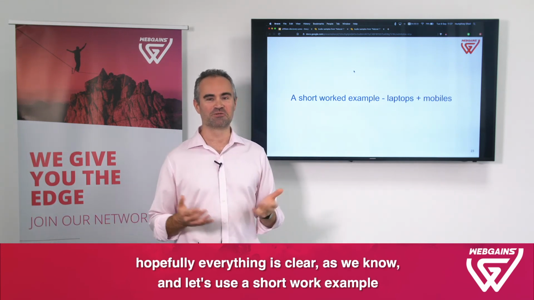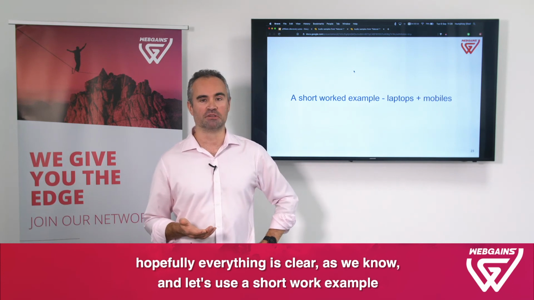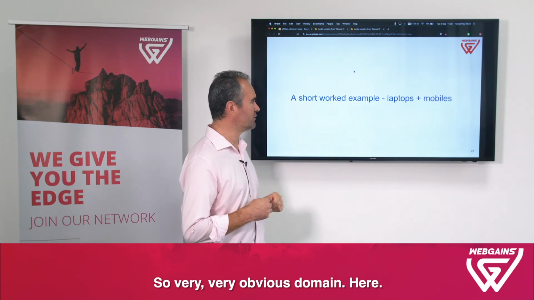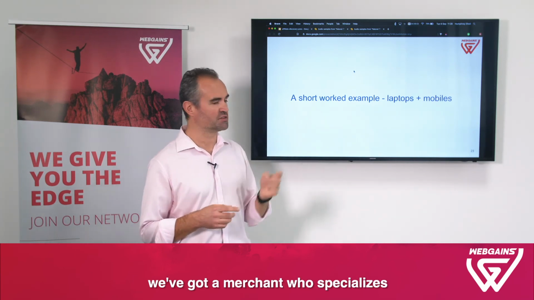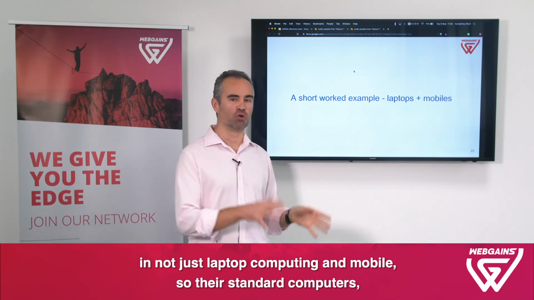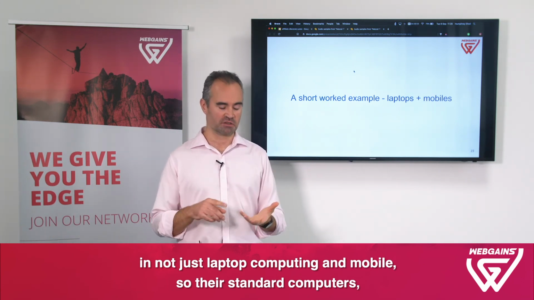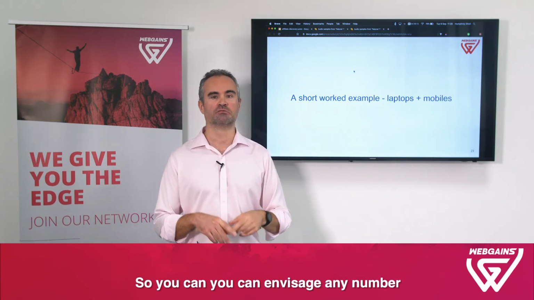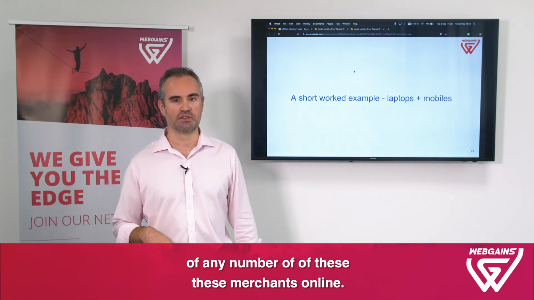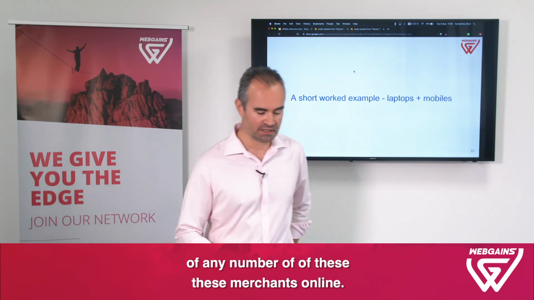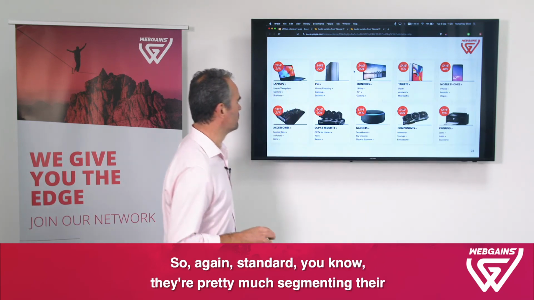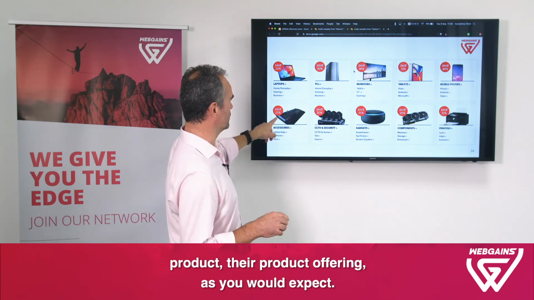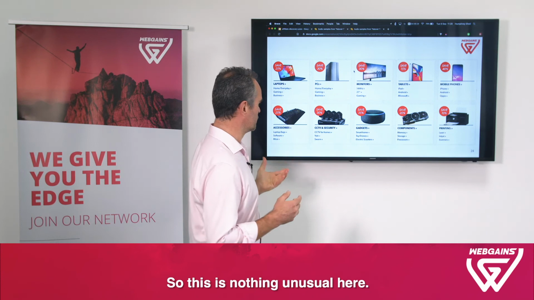Hopefully everything's clear so far, and let's use a short worked example to really try and bring home how the system works. So, very obvious domain. Here we've got a merchant who specializes in computing and mobile: standard computers, laptops, tablets, and mobile phones and accessories. So you can envisage any number of these merchants online. Here's a high quality one. Again, standard. They're pretty much segmenting their product offering as you would expect. So this is nothing unusual here.